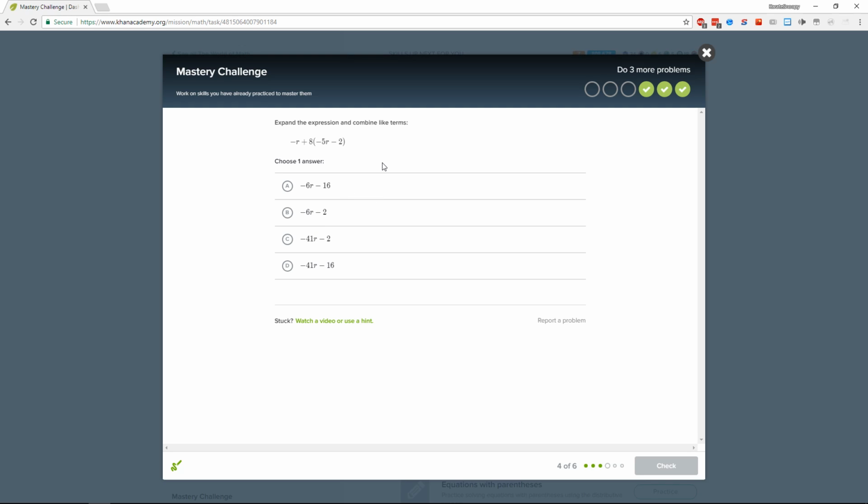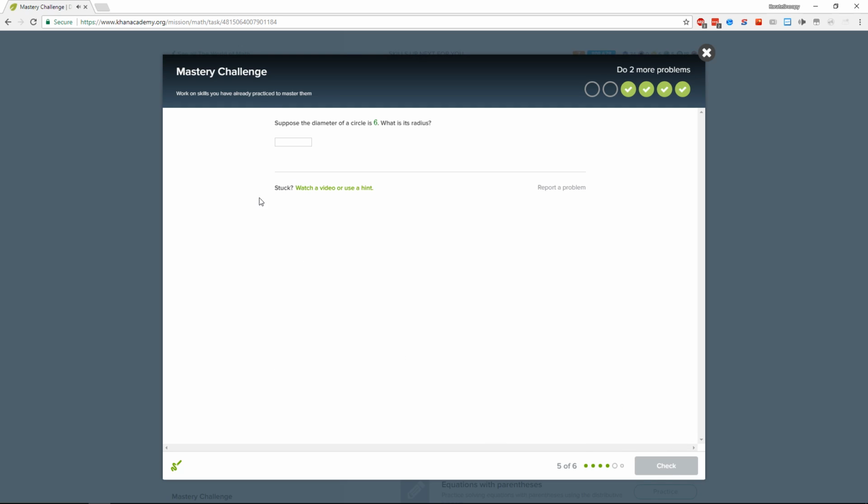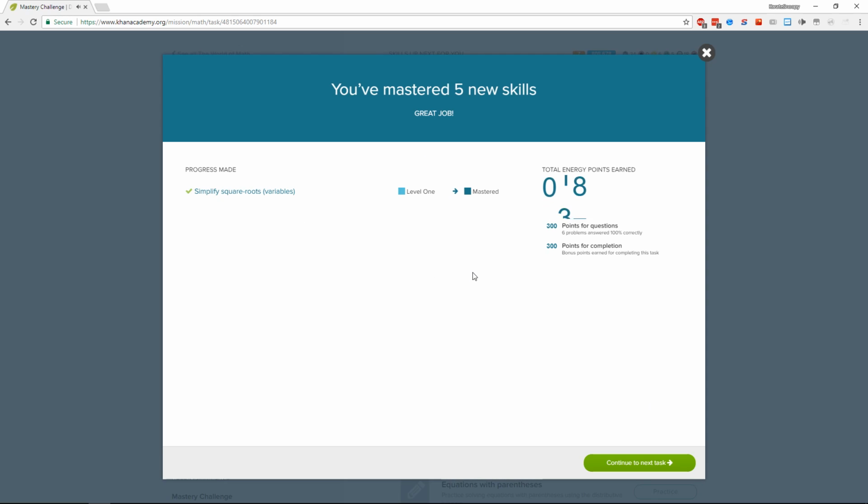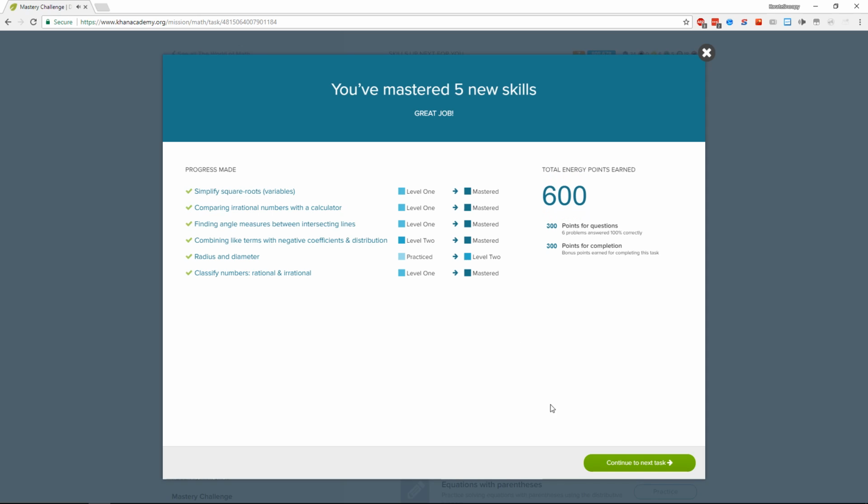Expand and combine like terms. Negative 40r. Negative 41r. Minus 2. Oh wait, minus 16. It's 3. Irrational. Woot. Mastered 5 more skills.